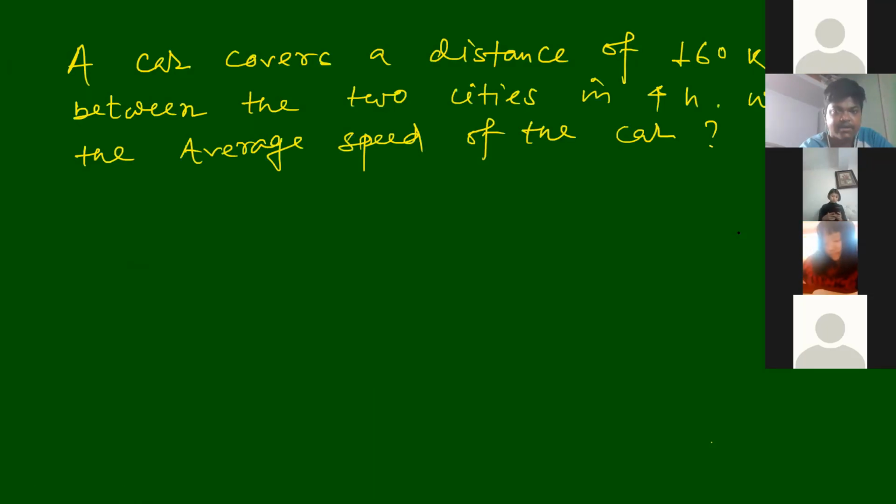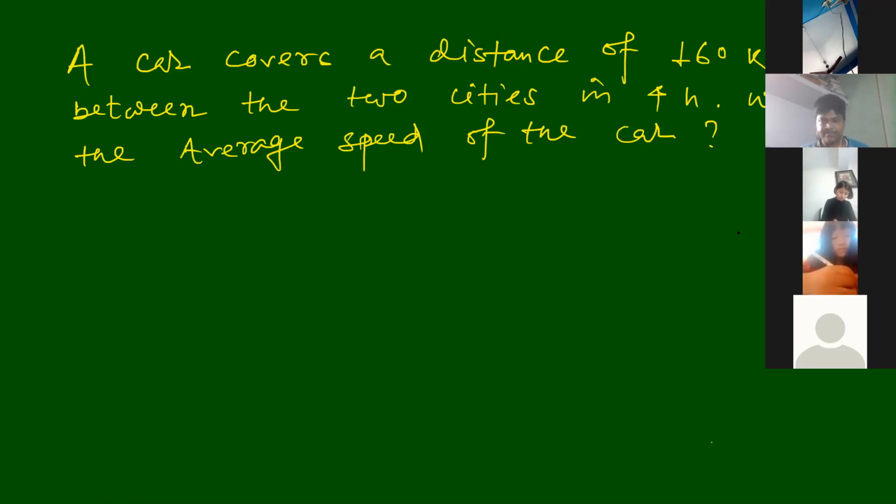Okay. Now there is a question. That formula, whatever you have just learned, you have to apply in solving this question. A car covers a distance of 160 kilometer between the two cities in 4 hours. You have to find out the average speed of the car, right? So this is the application of the concept that you have learned.